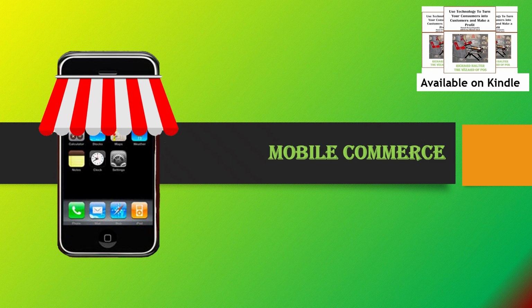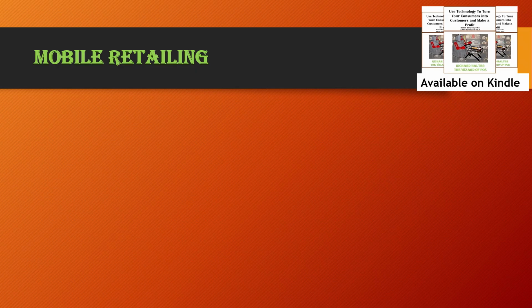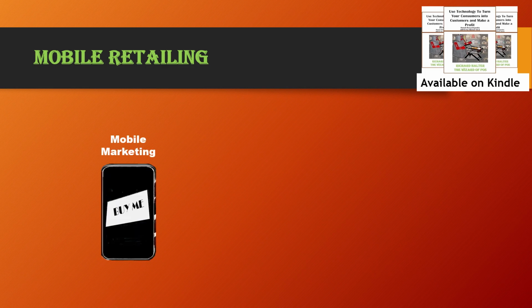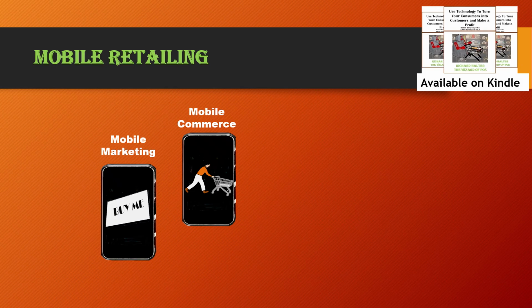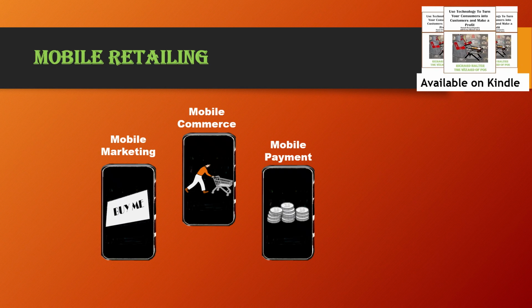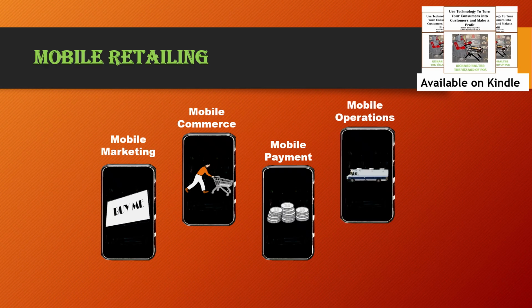The next piece of a modern unified commerce world is mobile commerce. Mobile retailing has four components. First is the mobile marketing, that is being able to communicate with your customers. It then allows them to select the items they wish to purchase through mobile commerce. They can then pay for the items without having to take out their wallet. And finally, mobile operations are what's necessary to support all of the other items.